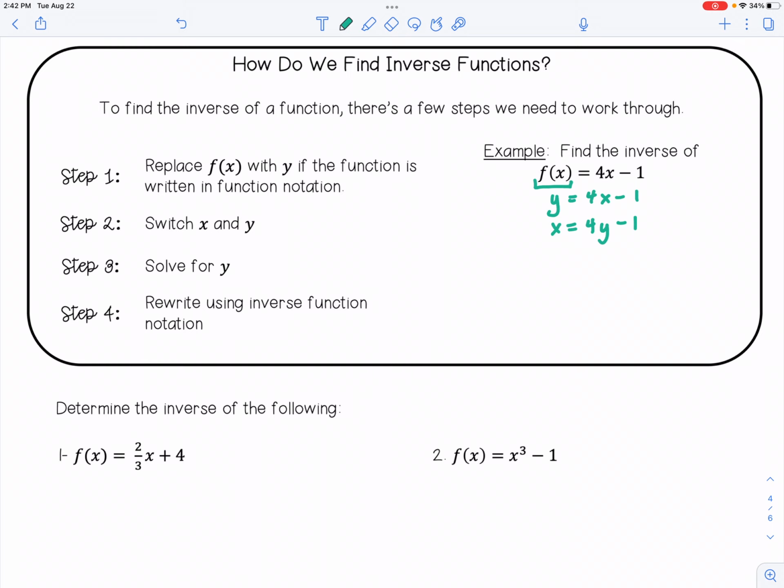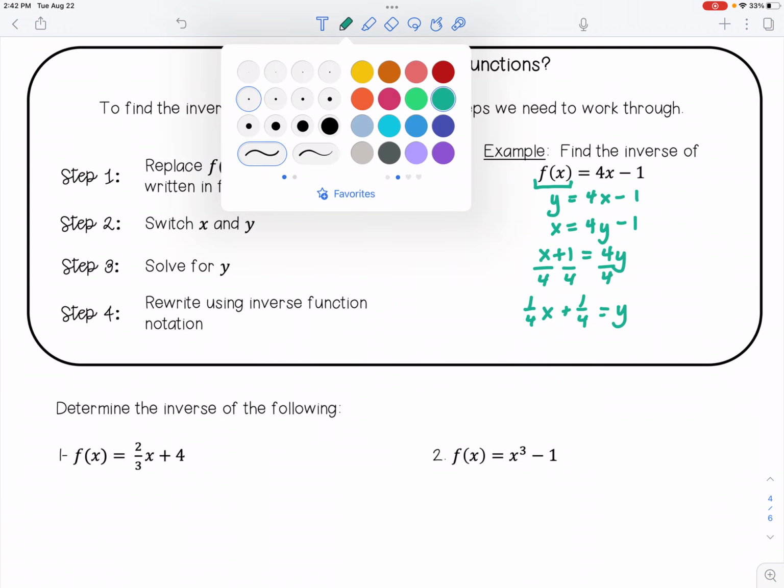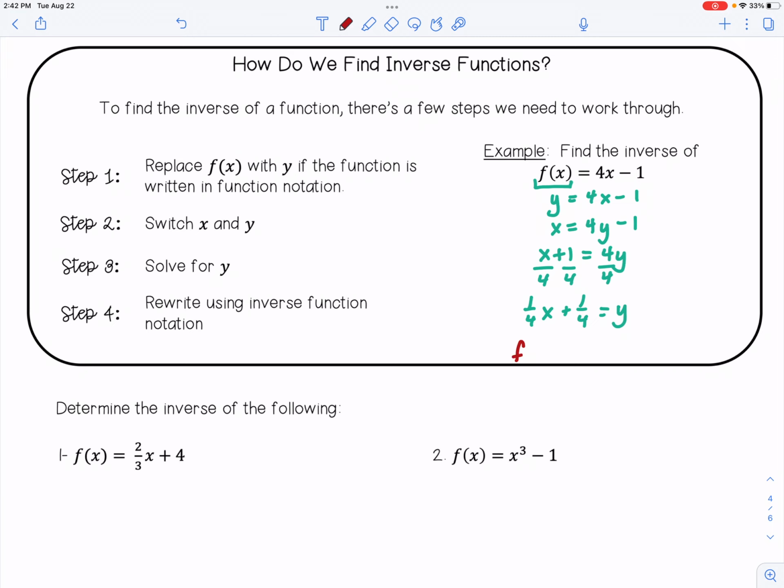Step 3, solve for y. This could be 1 step, 2 steps, 3 steps, just depends on what your equation looks like. So I'm going to add the 1 to the other side and then divide everything by 4. This leaves me with 1/4 x plus 1/4 equals y. And that's a 1/4 x because there's a 1 in front of that x that we don't write down. And step 4, we're going to rewrite this in inverse function notation. So f inverse of x is equal to 1/4 x plus 1/4.